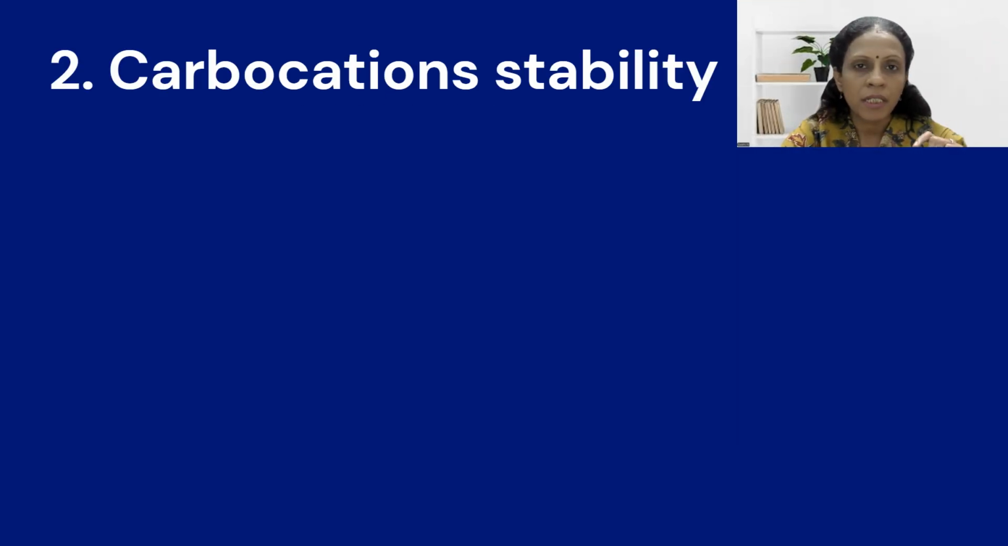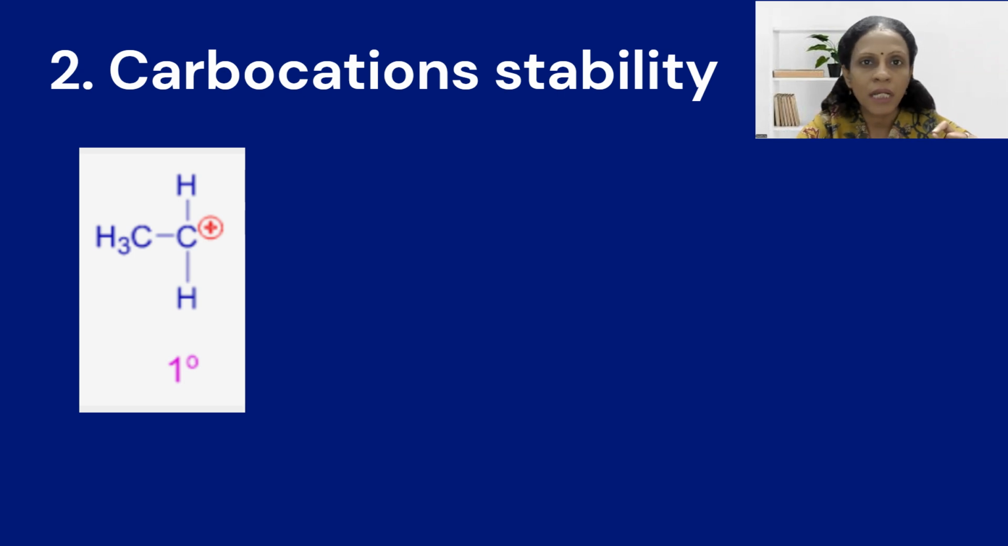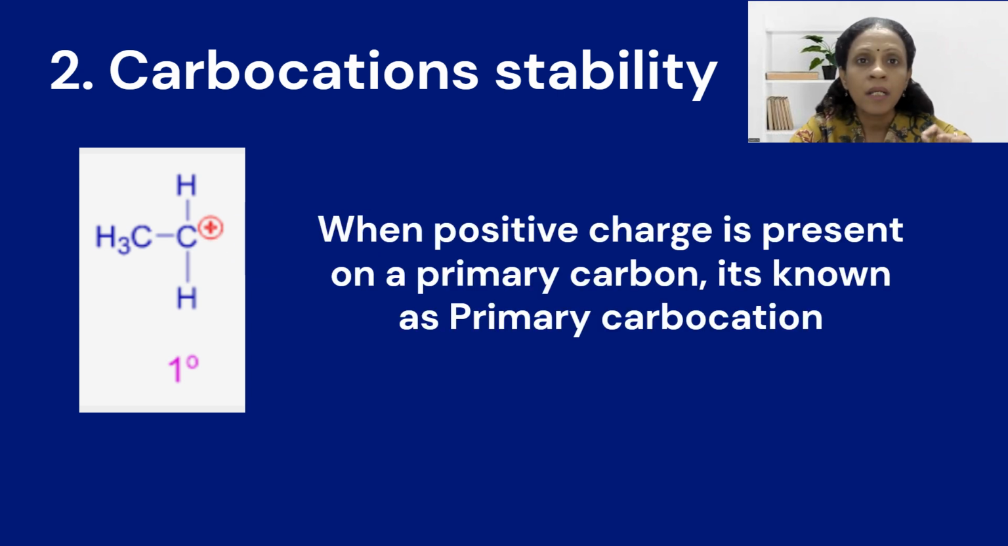Now, the second application is carbocation stability. For that, let us consider carbocation structures. So, this is a primary carbocation, where the positive charge is present on a primary carbon, because this carbon is attached to one more carbon. That's why it is a primary carbon. So, when positive charge is present on a primary carbon, that is known as a primary carbocation.